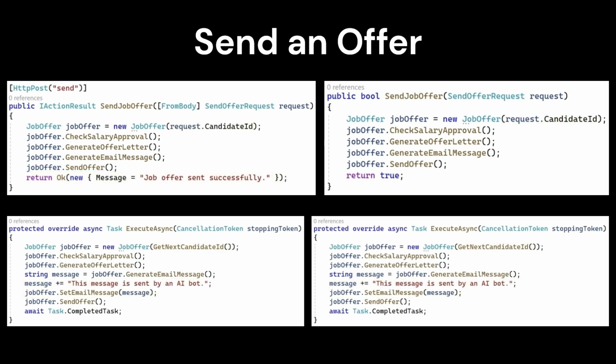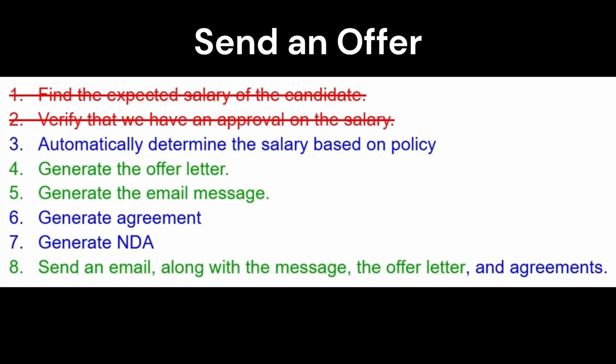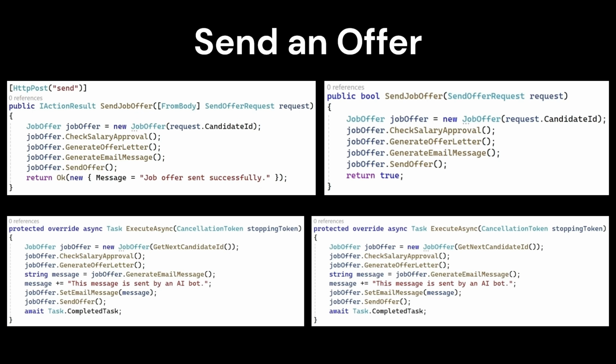Now, suppose sometime later, a change in the requirements of sending an offer is requested. Now, we don't want to offer the exact expected salary to the candidate. Instead, we have devised an internal policy to automatically determine the salary based on the experience, expertise, and designation. In addition, we also want to send a contract and an NDA agreement to sign along with the job offer. The problem is, we will have to apply the change in all the 4 places.